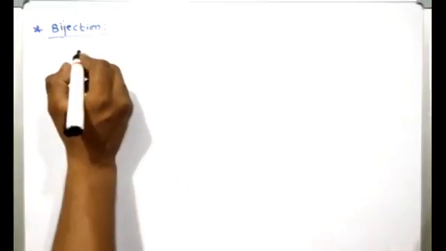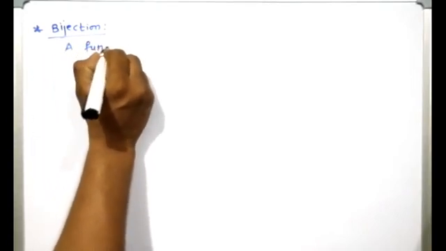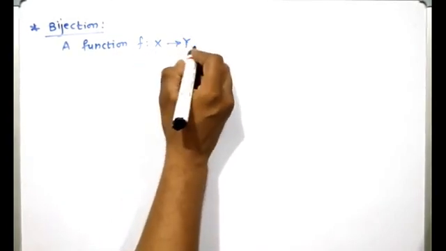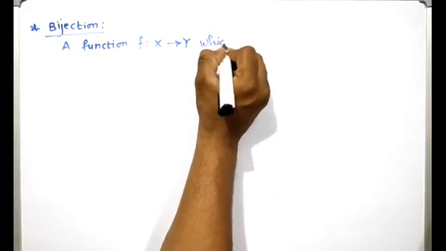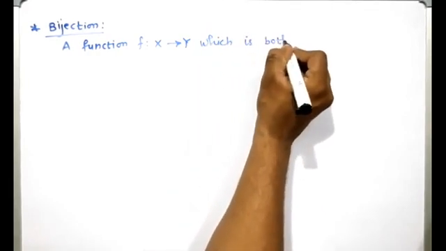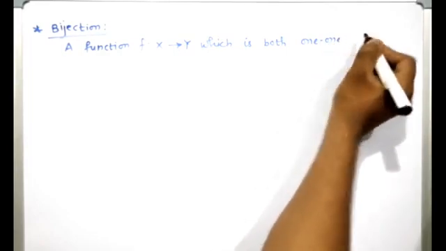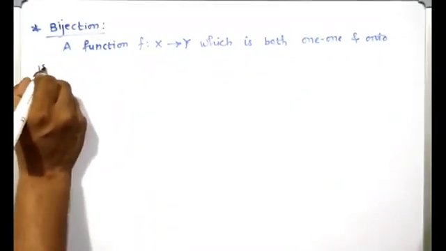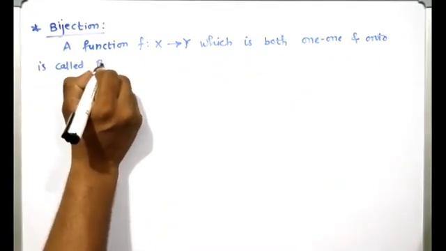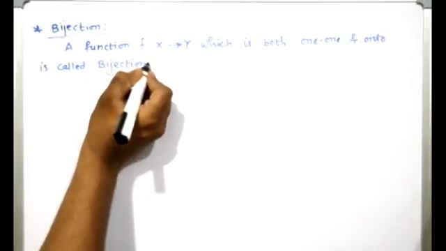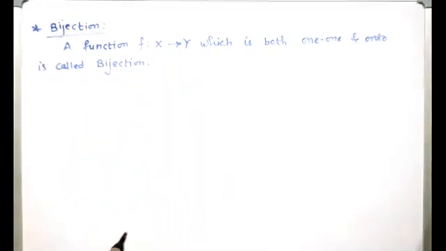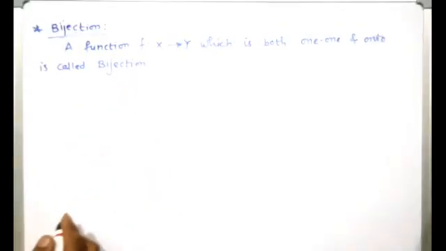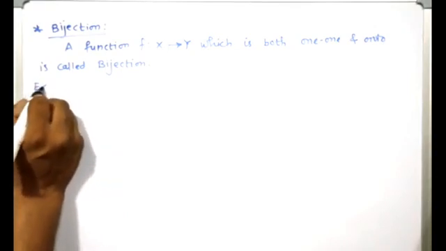Now let's see the definition of function f from set X to Y. So X is domain, Y is codomain, which is both one-one and onto, is called bijection. So bijection means the function which is one-one and onto. So one-one means injective function and onto means surjective function. Now let's see the example.